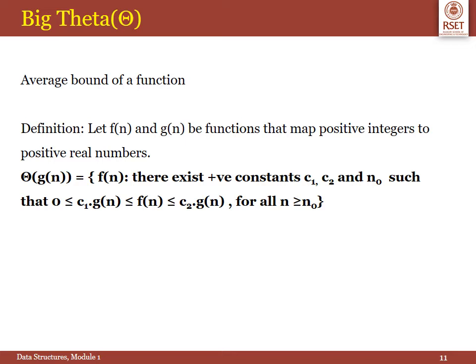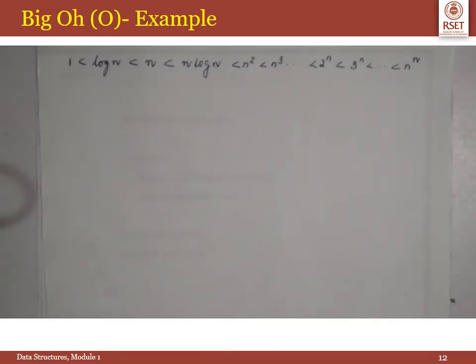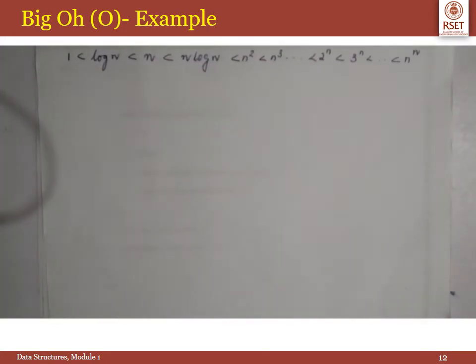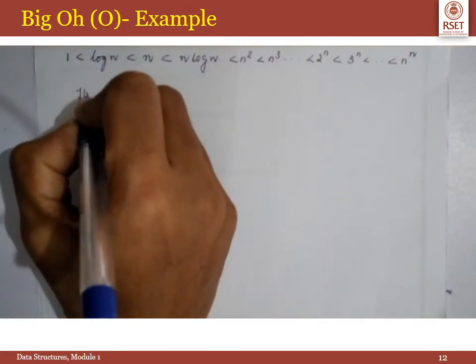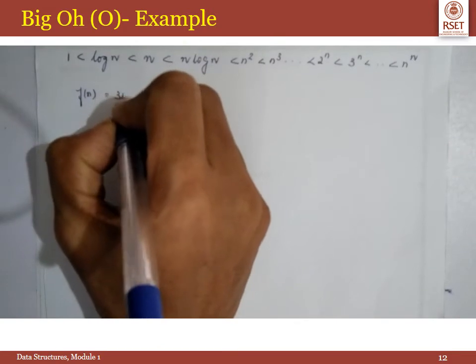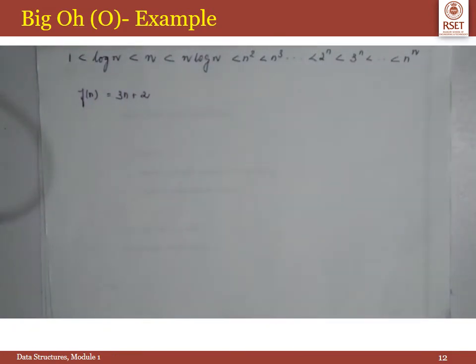Now in the coming slides we will try to work out an example where you'll try to calculate the big O, big omega and big theta value of a function. Now we'll see how you can find the asymptotic big O value of a function. Let us consider the same function f of n equals 3n plus 2. Our aim is to find the big O value of this.